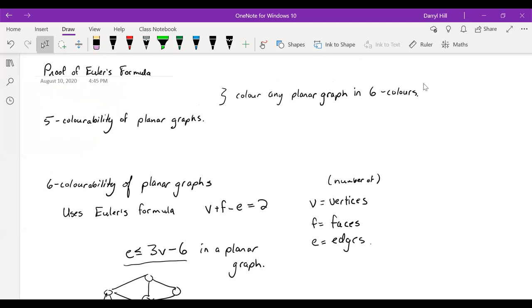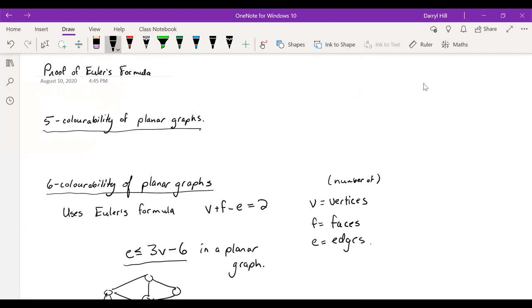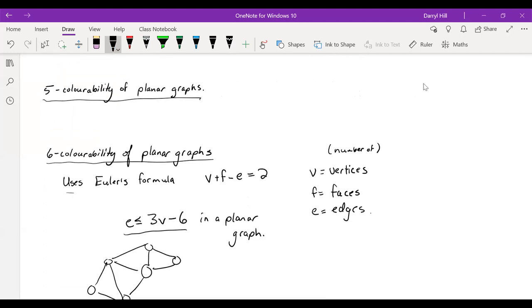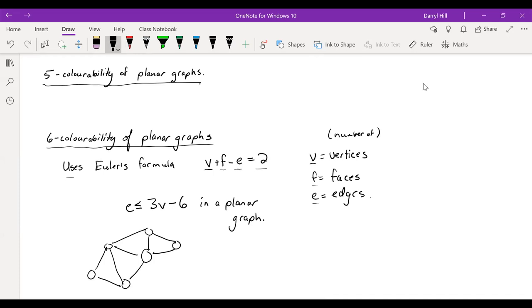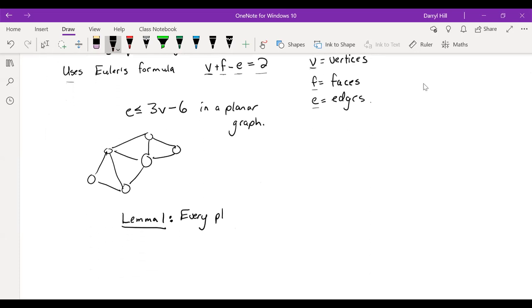So we're going to prove six colorability of planar graphs, and then if we have time, we're going to move on to five colorability. Euler's formula is vertices plus faces minus edges equals 2. In this expression, V is the number of vertices, F is the number of faces, and E is the number of edges. One of the derivations of Euler's formula is that the number of edges is at most 3V minus 6, V being the number of vertices. So for any planar graph, the number of edges cannot be greater than 3V minus 6. And we're going to use this to prove that every planar graph has a vertex of degree at most 5.